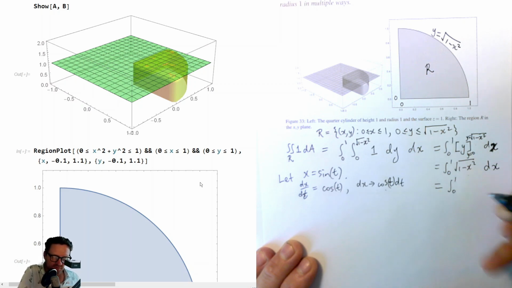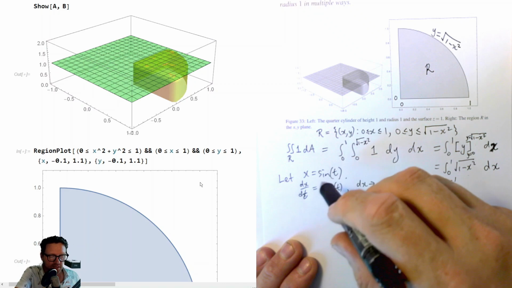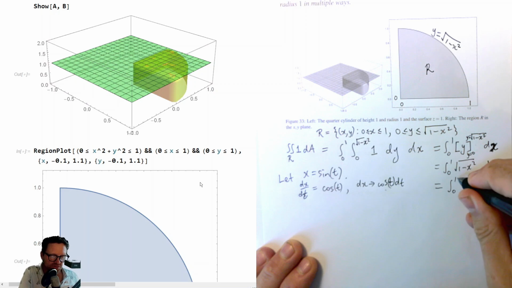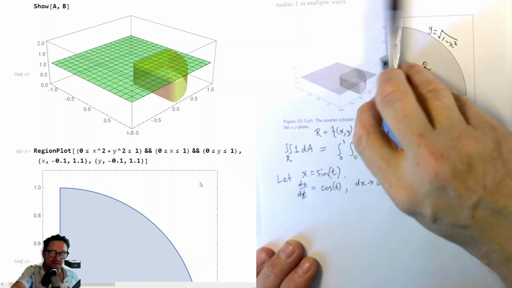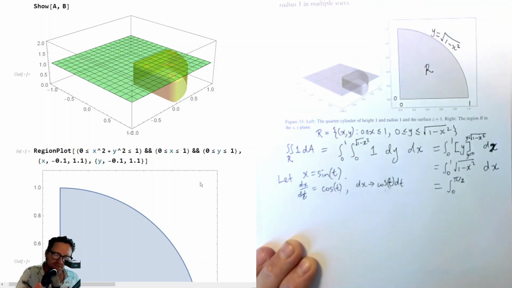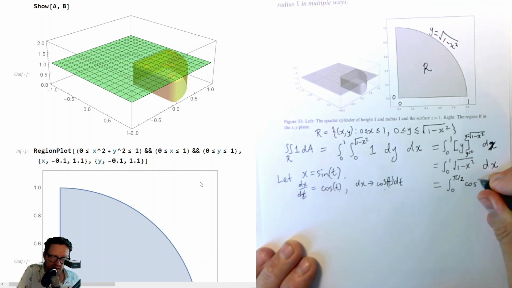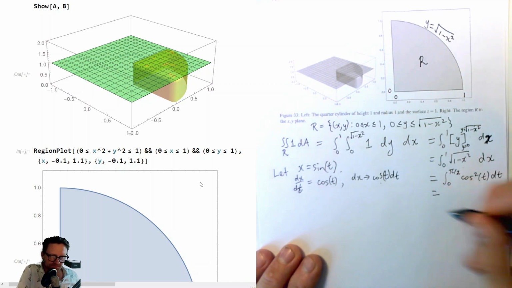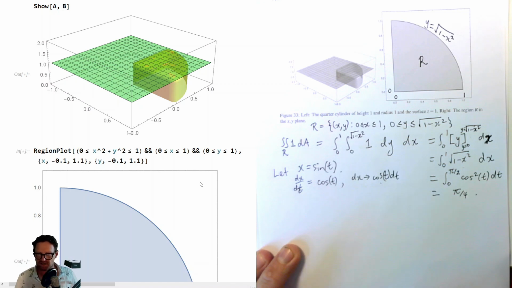So this is the integral from 0 to 1 in x, but in terms of t, that is the integral from 0 to pi on 2. And you can see that from this angle anyway. That's pi on 2 radians to get to here, from here. Okay, so cos squared t dt. Now this integral gives us pi on 4. Okay, so that's one way.